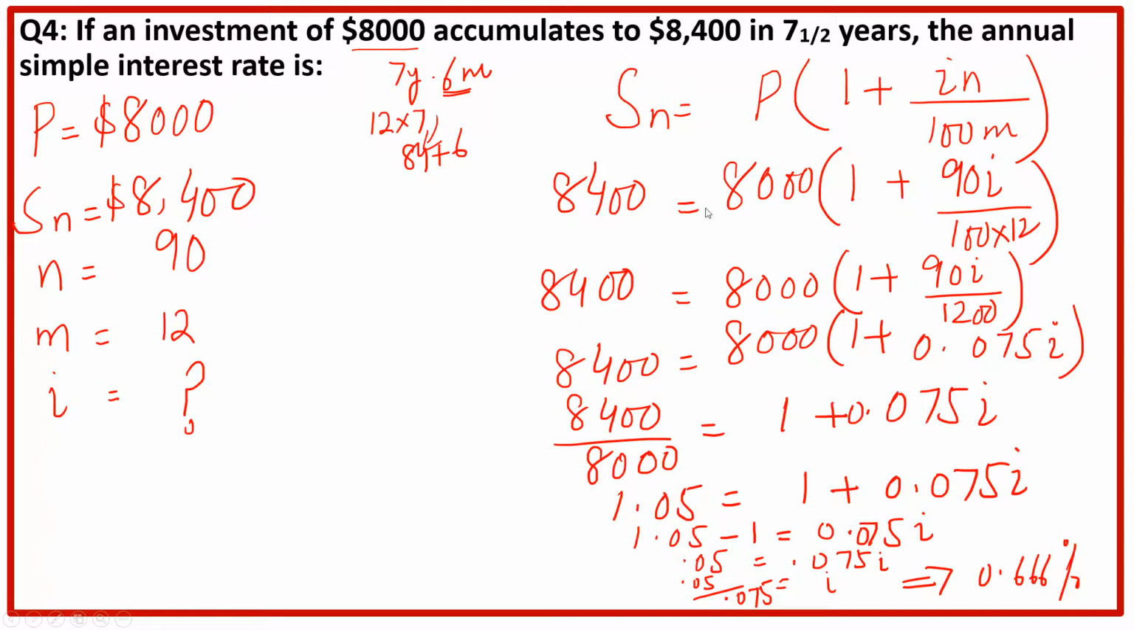So see, initially you have 8,000 and you have invested it. After 7.5 years, you have 8,400. So the interest rate is 0.666.